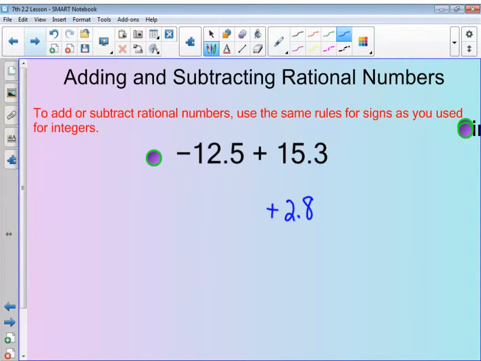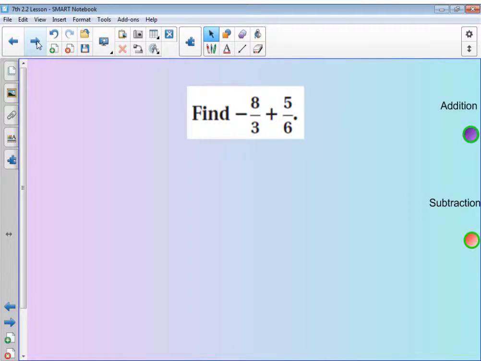You should have gotten a positive 2.8 on this one. Okay, so that's working with decimals. So the key thing with decimals is making sure that we line up at the decimal place. Okay, so now we're gonna work through fractions.